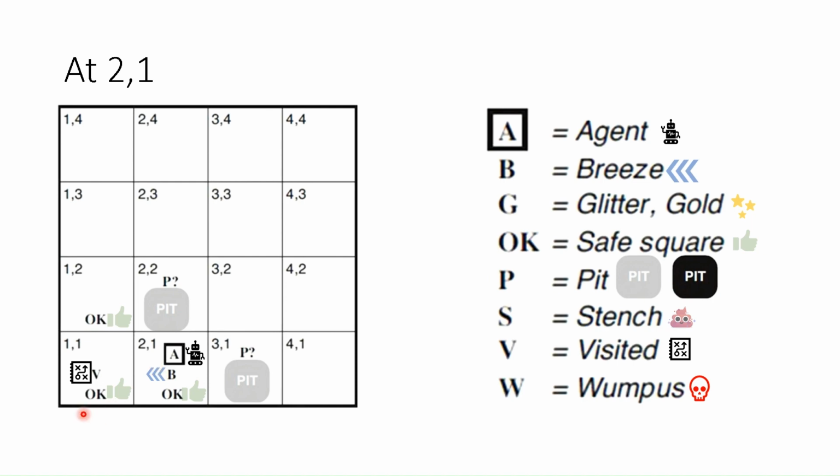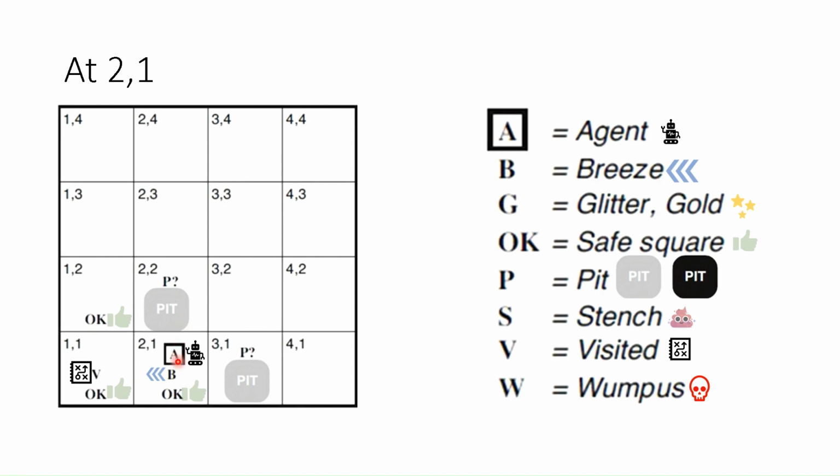So after this, we mark 1 comma 1 as visited and go to 2 comma 1. Once we go to 2 comma 1, we feel a breeze, as mentioned here. So what does it mean? If there's a breeze, it means that there is a pit nearby.